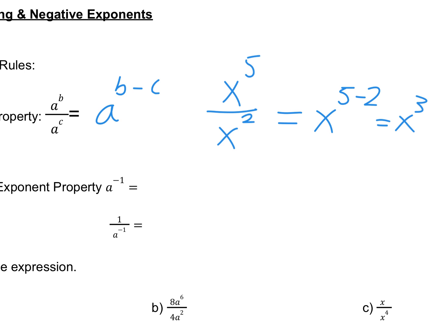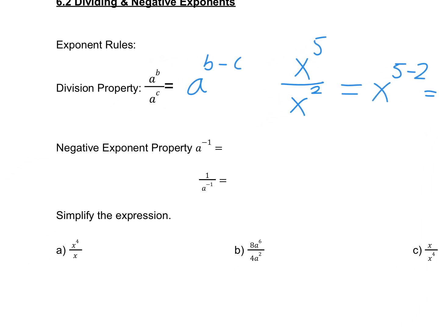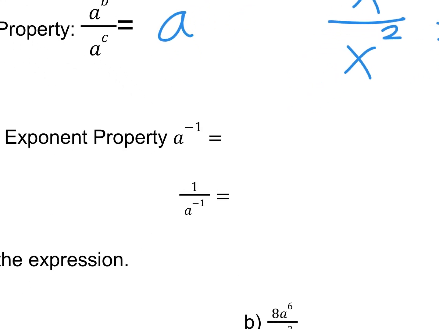Okay, so multiplying variables with exponents, we add the exponents together. Dividing variables with exponents, we subtract the denominator from the numerator. Okay, so that's the division property. And now the negative exponent property, basically, if you ever see a variable with a negative exponent, this is the same as writing 1 divided by that variable with the positive version of that exponent.